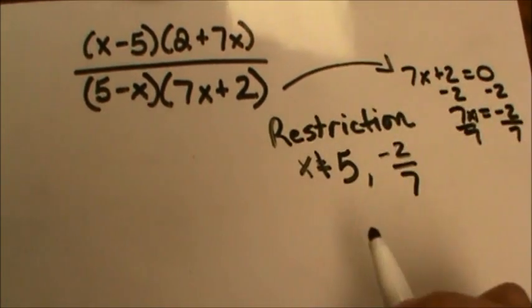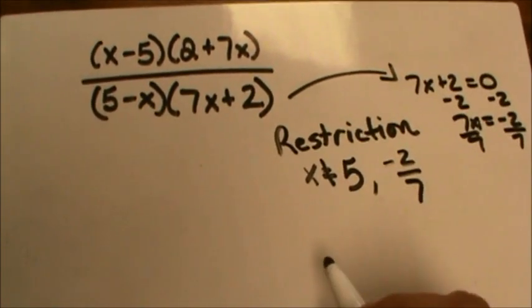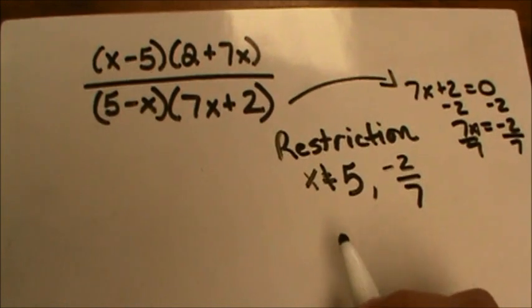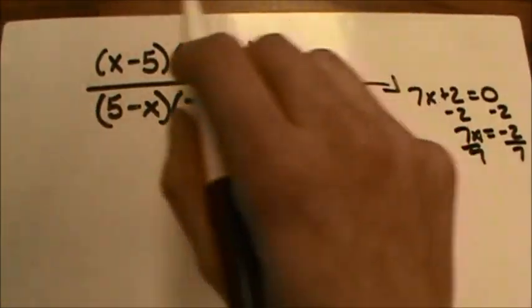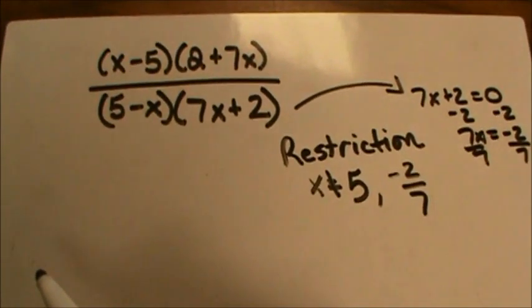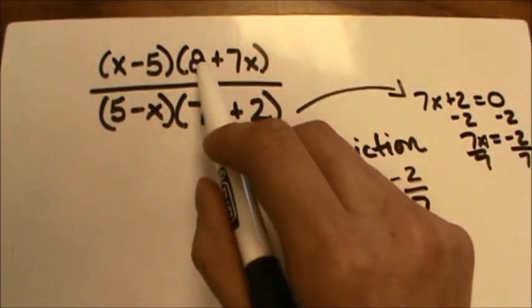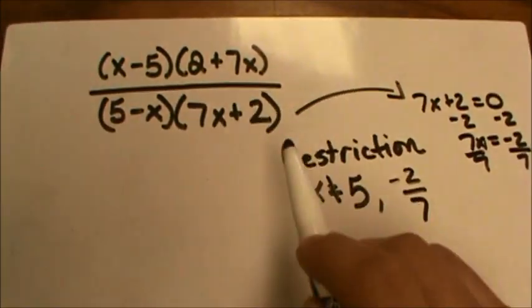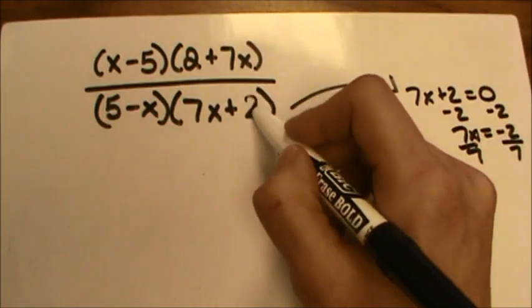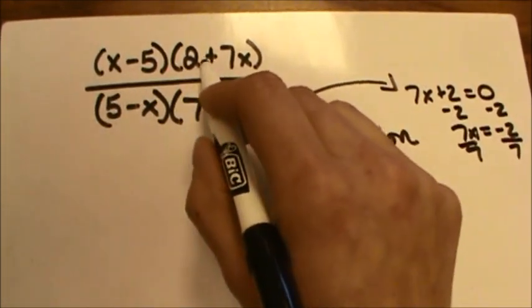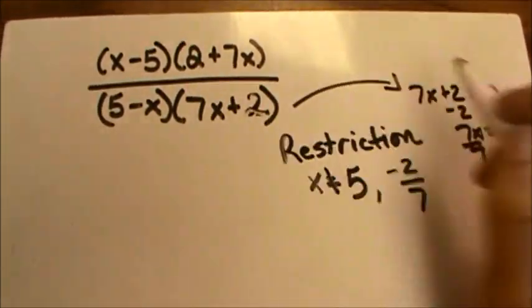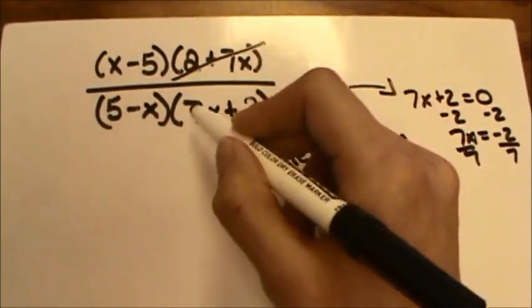Alright, now that I have the restrictions, let's simplify. Do I have any factors on the top that can cancel with the factors on the bottom? Lucky for us, this whole thing's already factored. I just need to see what can cancel. These two terms are not exactly the same, but they are equivalent because I'm adding 2 with a 7x, and it doesn't matter what order I do that in, so I can go ahead and cancel these two.